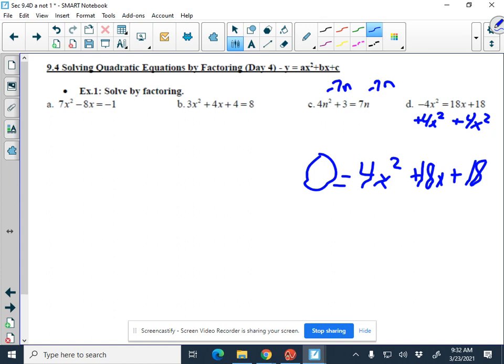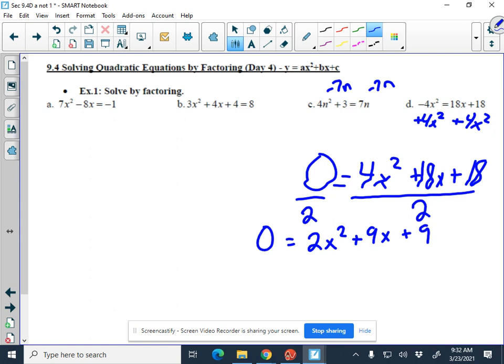Okay? Now, I notice that they're all even, so I'm going to divide everything by 2. You can still factor it without doing that, but the reason I'm going to do that, it'll make this easier to factor if I divide by 2, because 0 divided by 2, that side's still 0, but this side becomes 2x squared plus 9x plus 9. All those got a little simpler. It's easier to work with smaller numbers than bigger numbers.